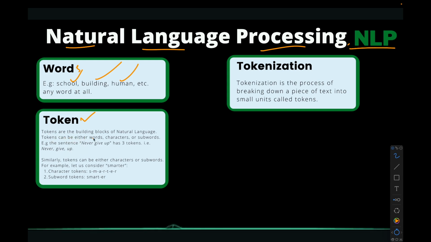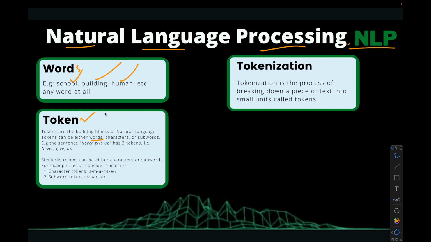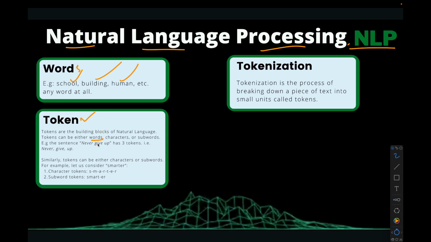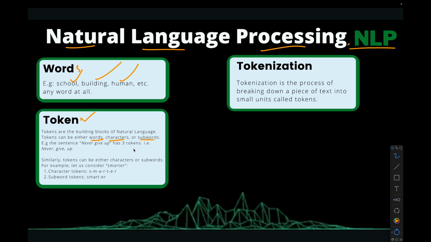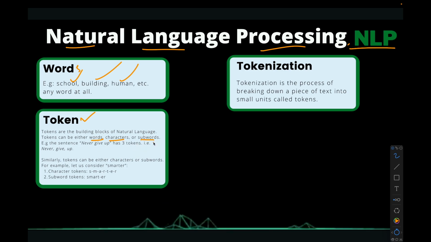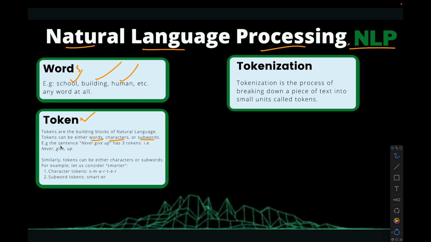So tokens can be either words, or it can be just a word in singular form, or a group of words, characters or sub-words. Okay, it can be words, characters, or sub-words. So I've given an example here which will make it clear.